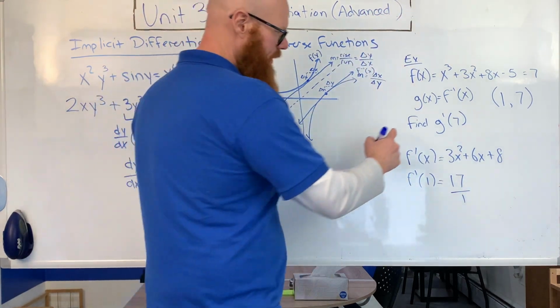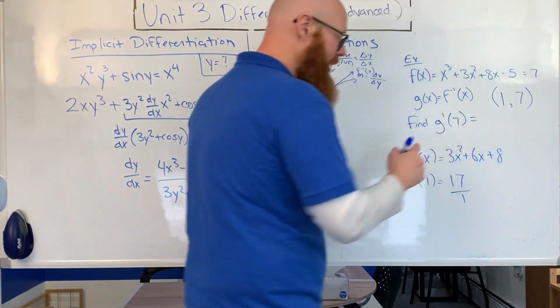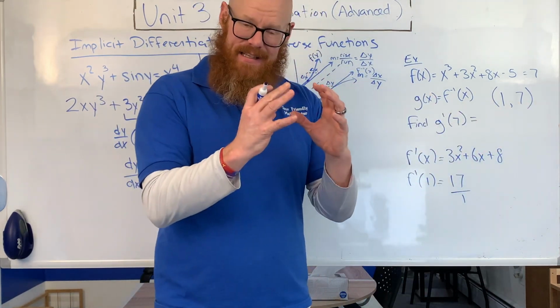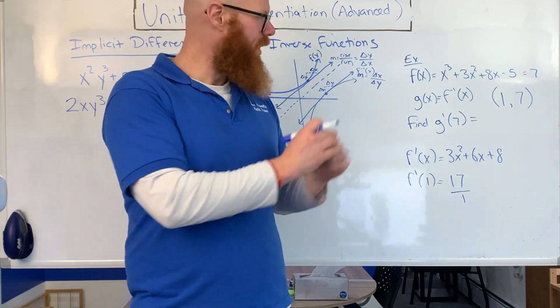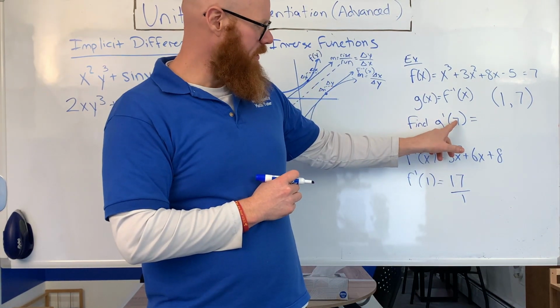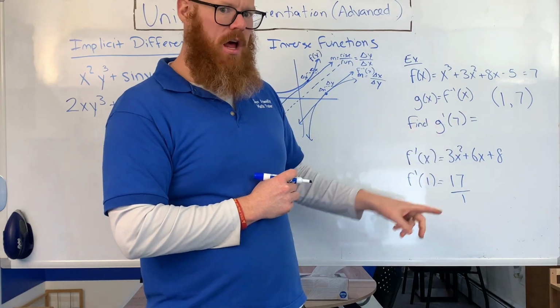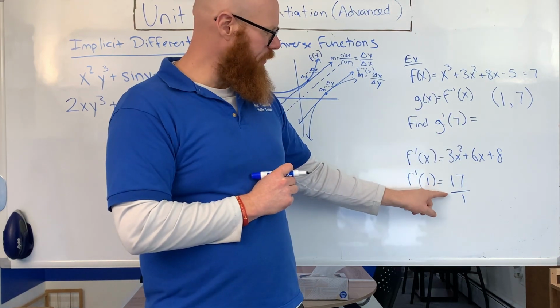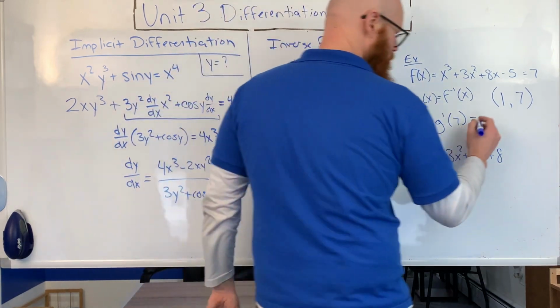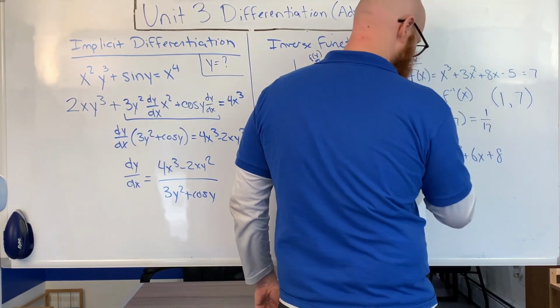Well, what's going to happen is at g prime, I understand 7 and 1 are different, but 1 and 7 are tied together now with this function. (1, 7) becomes (7, 1). So at g prime of 7, the input for the g function, the slope just should be the flipped version, or the reciprocal, of this slope. So our answer is 1/17.